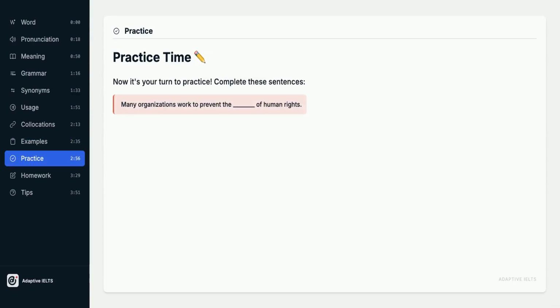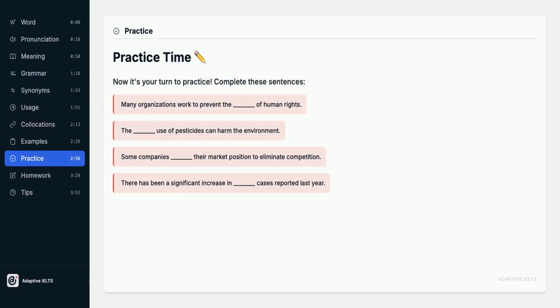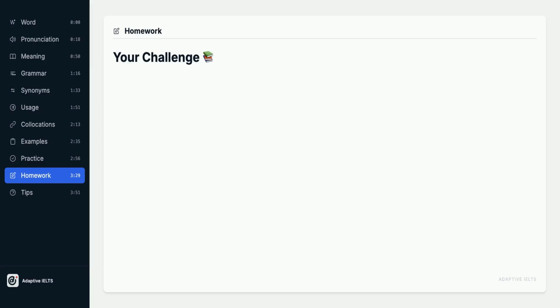Now it's your turn to practice. Complete these sentences. 1. Many organizations work to prevent the blank of human rights. 2. The blank use of pesticides can harm the environment. 3. Some companies blank their market position to eliminate competition. 4. There has been a significant increase in blank cases reported last year. 5. We must not blank our privileges in any situation. Abuse, abusive, abuse, abuse.